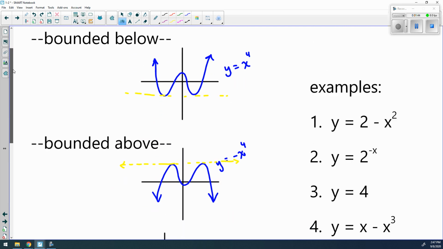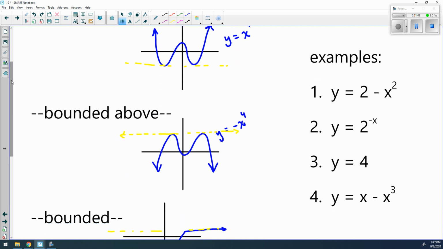Let's take a look at these examples over here, 1, 2, 3, and 4. I'm just going to make a really rough sketch, and then we'll talk boundedness. So y equals 2 minus x squared. The negative x squared tells me that this is going to be a parabola opening downward. That is going to have a topmost point, so I would say that this function is bounded above.